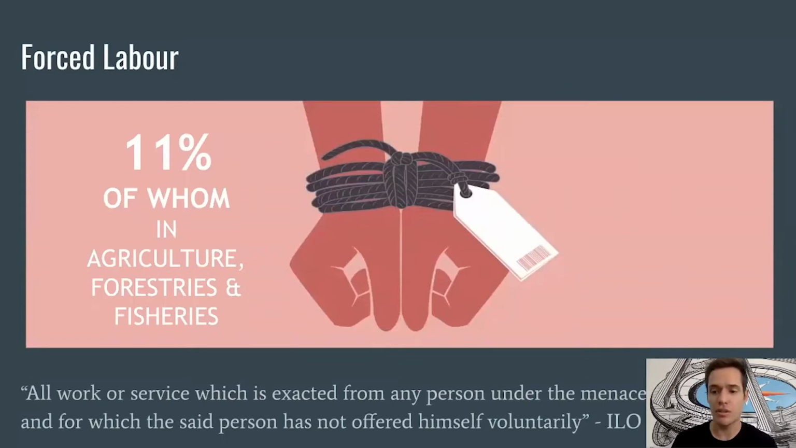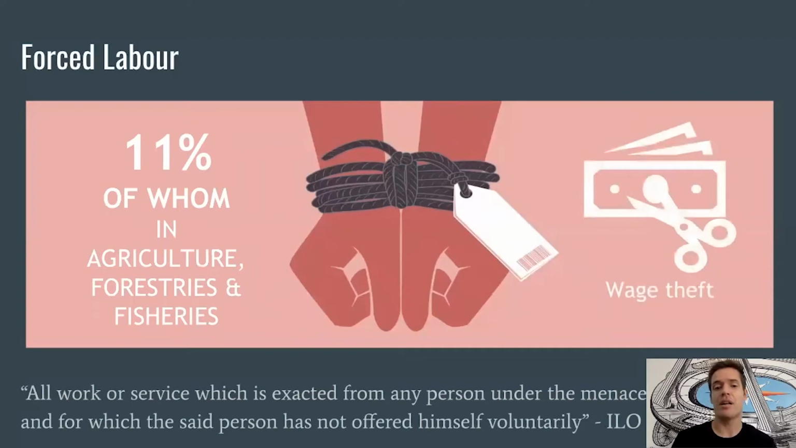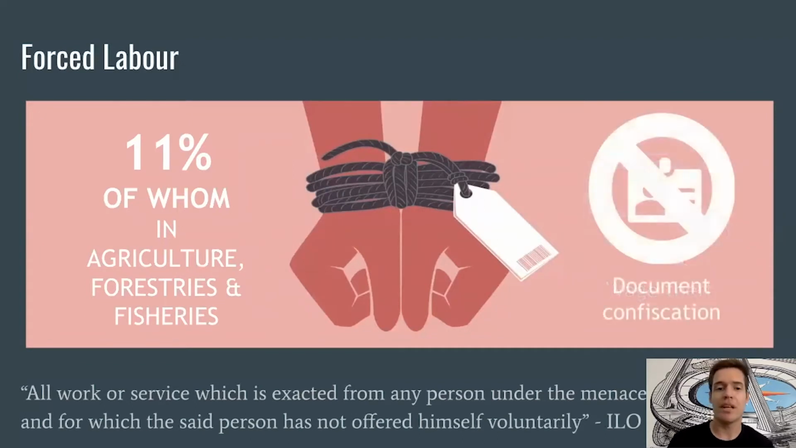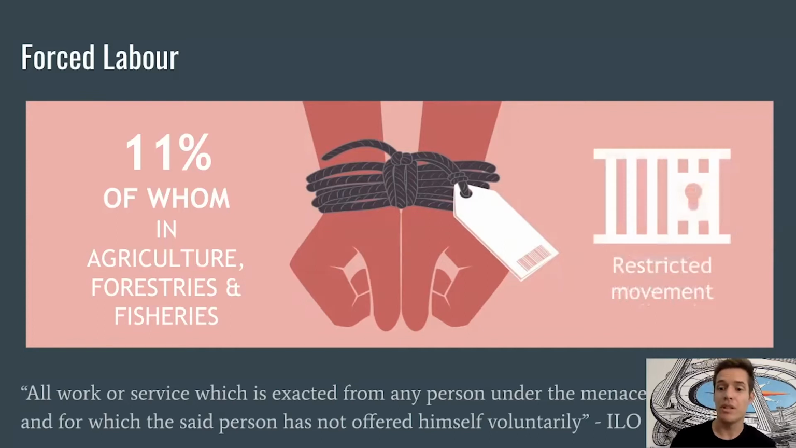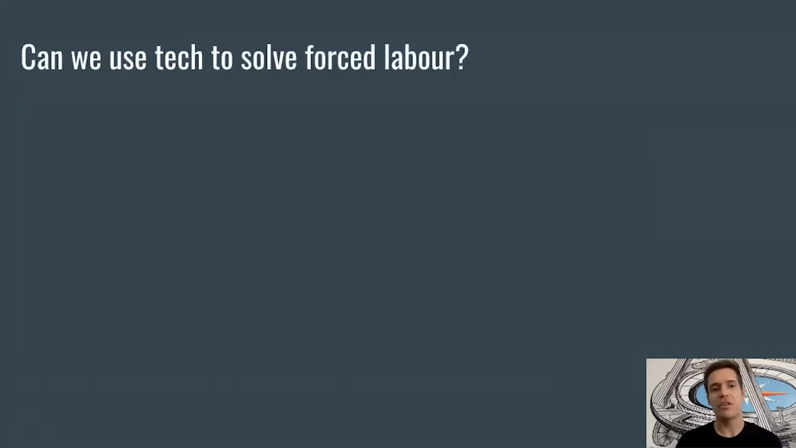So what kind of situations do these kinds of people suffer? Well, for a start, having their wages taken away from them. Also having their documents taken away from them. So things like their passport and their ID, so that they can't leave the area they're in, or they can't access any kind of social security mechanism. And perhaps worst of all is restricted movement. So they're locked in the house they're working in, or the compound they're in, or the boat that they're working in. And can we use tech to solve forced labor?